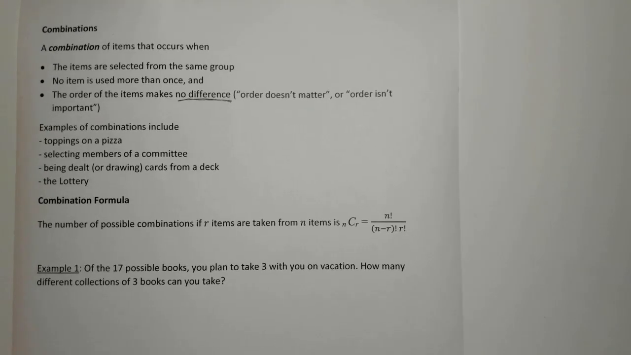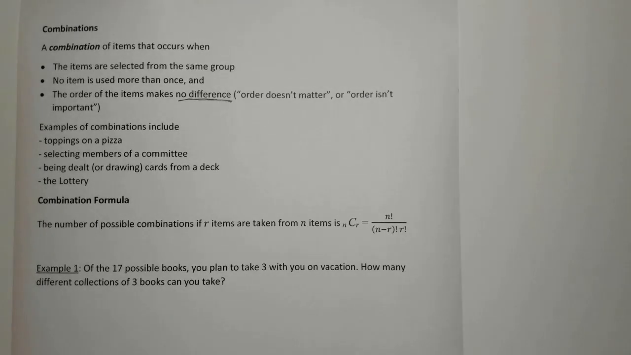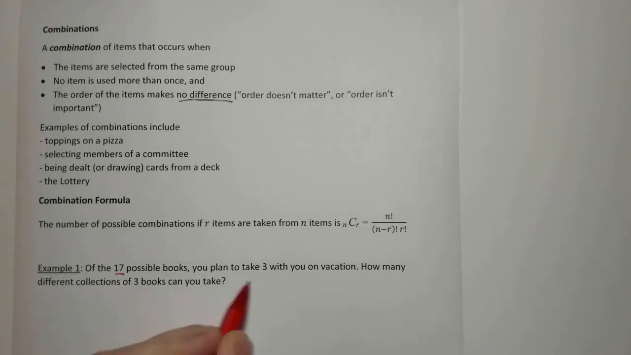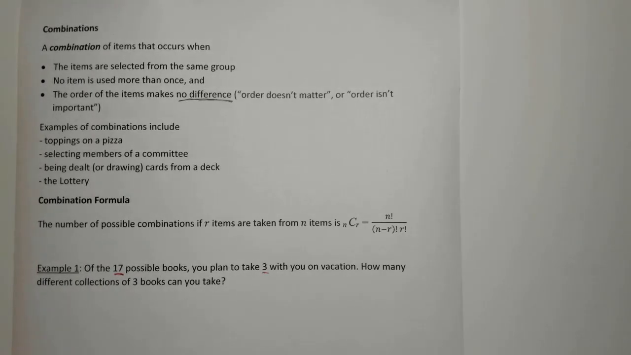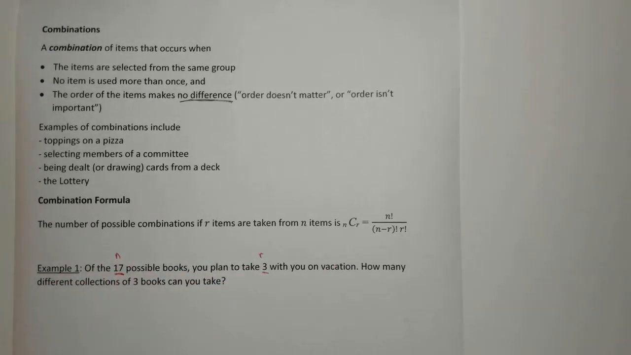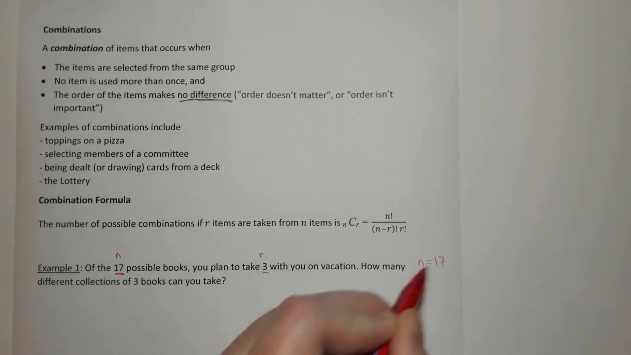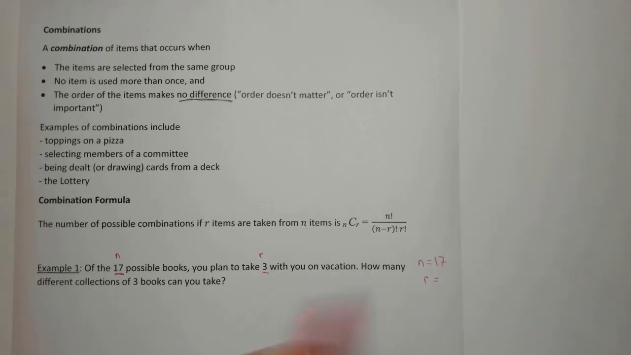All right, so of the 17 possible books, you plan to take 3 with you on vacation. Of course, what we're looking for is N, which is the larger number, and R is the smaller number. In this case, it works exactly like that. So there's our N, and there's our R. We can rewrite it: N is 17, R is 3.